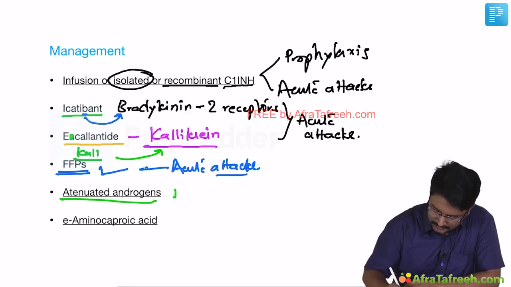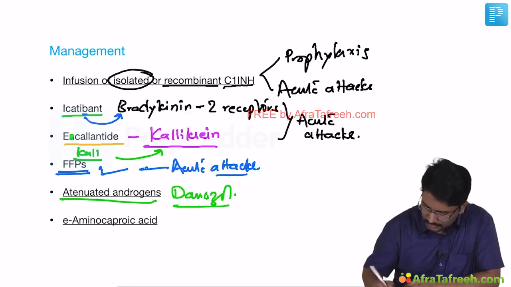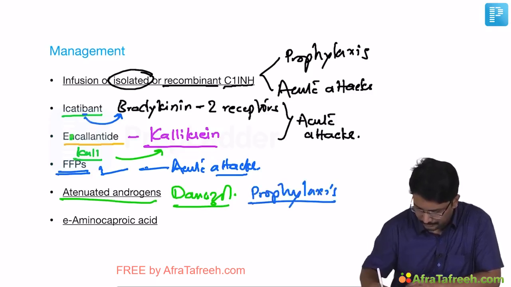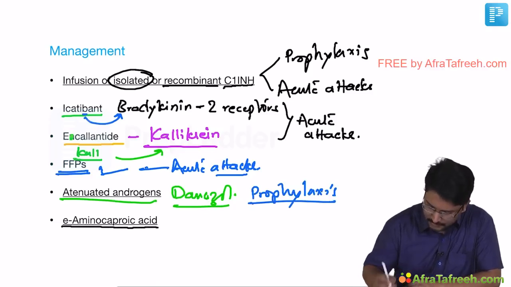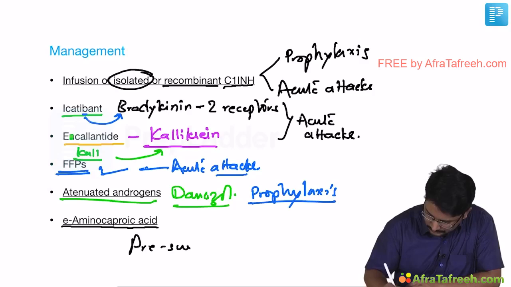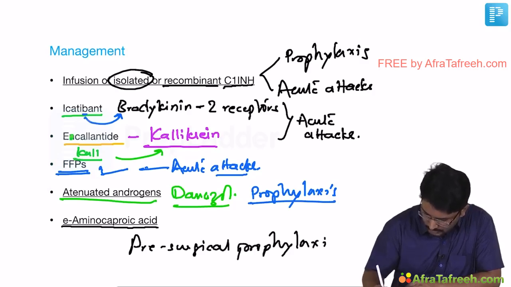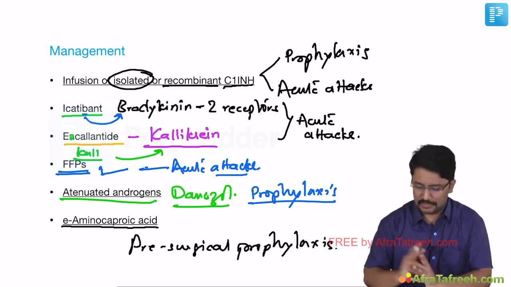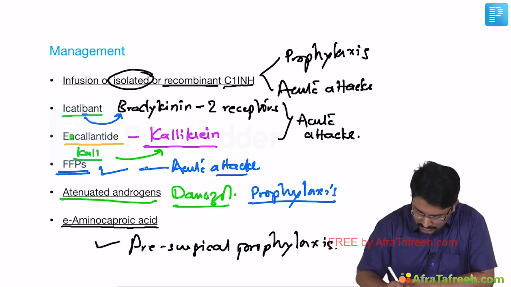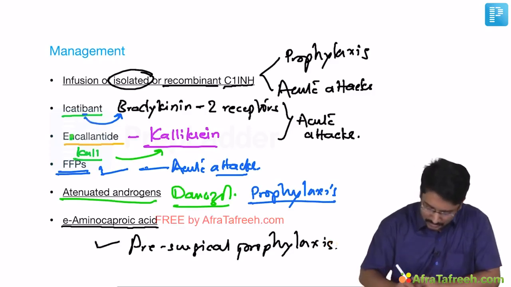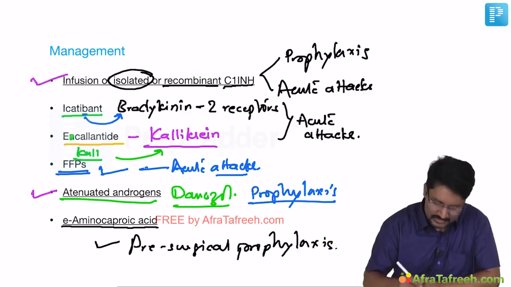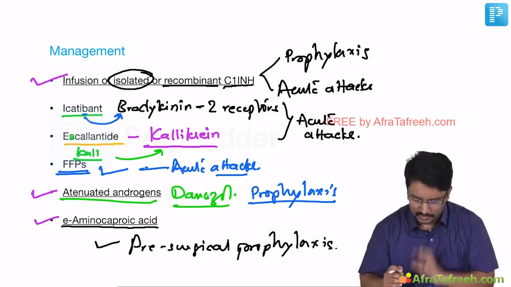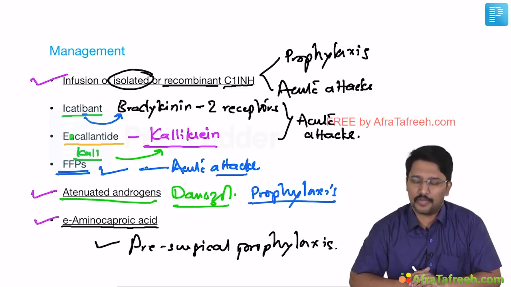Attenuated androgens like danazol can be used mainly for prophylaxis of hereditary angioedema. Epsilon aminocaproic acid is mainly used for pre-surgical prophylaxis. Surgical trauma is considered an important precipitating event for angioedema in these patients, and hence this drug can be used as a pre-surgical prophylaxis. Remember, attenuated androgens and infusion of C1 inhibitor are also effective strategies for pre-surgical prophylaxis, but we also have an additional drug, epsilon aminocaproic acid, in our armamentarium.